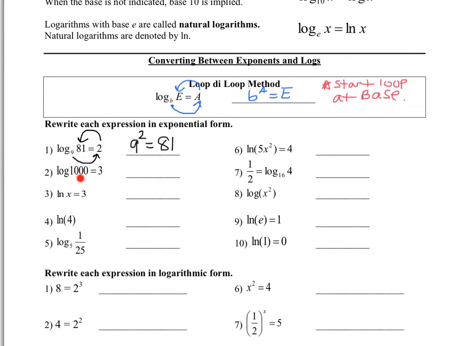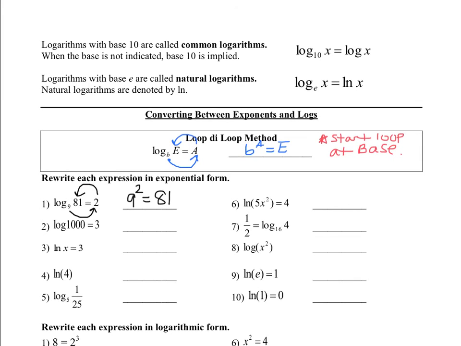How about log of 1,000? Just like I discussed up here, if the base is not written, what do we assume? So we assume base 10. So if it helps, we could write this in 10. So now let's do the loop-de-loop. We start at the base, go up to the 3, come back down to the 1,000.